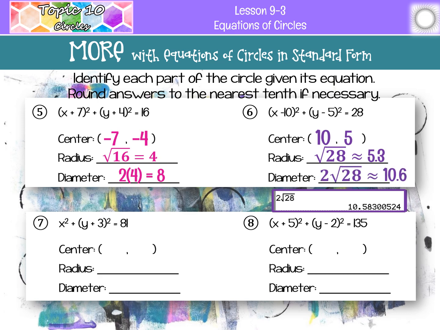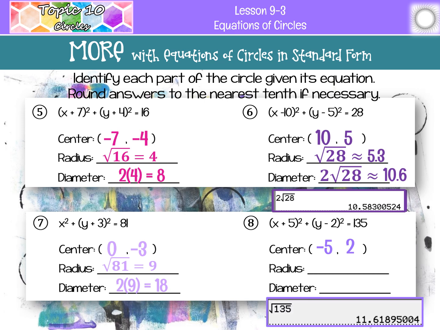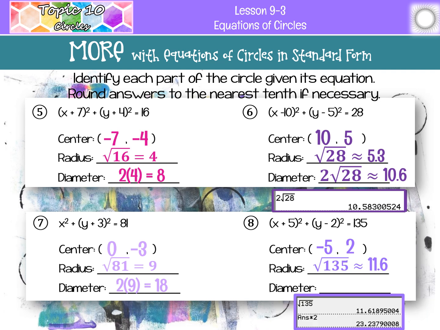Number 7, opposite, opposite. There's nothing with the x, so that's 0. Center's at 0, -3. Radius is the square root of 81, which is 9. Diameter is going to be twice as long at 18. Number 8, center, opposite, opposite, -5, 2 is the center point. Radius is the square root of 135, or about 11.6. Diameter is going to be double that, or about 23.2.